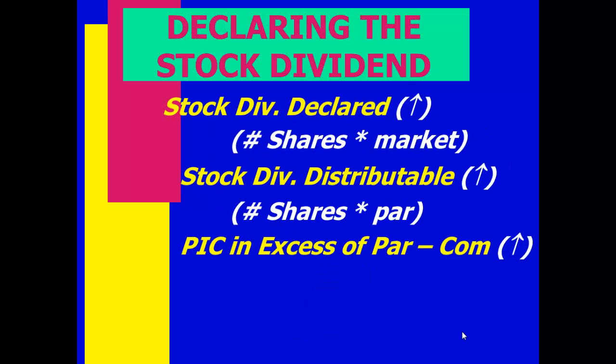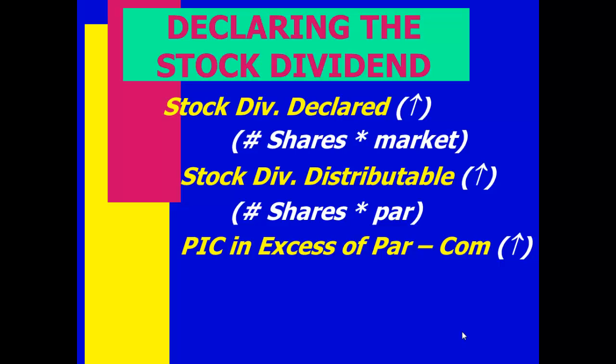My debit goes to an account called Stock Dividends Declared. Now, we had a similar account last class. What account do we debit when we declared a cash dividend? Cash dividends declared. Do you see the similarities? I want you to notice that similarity between both.